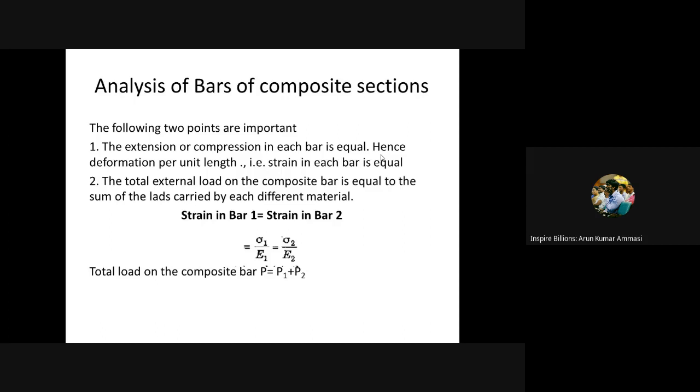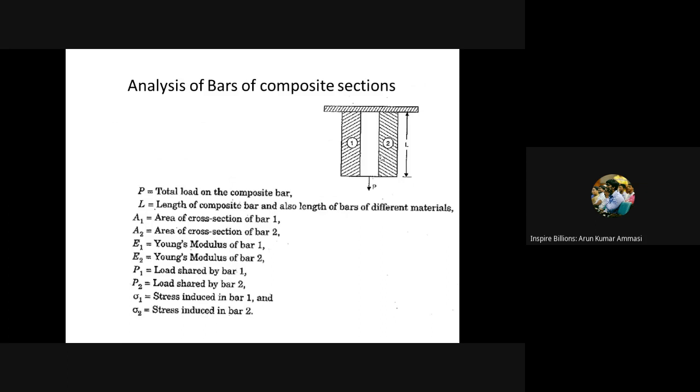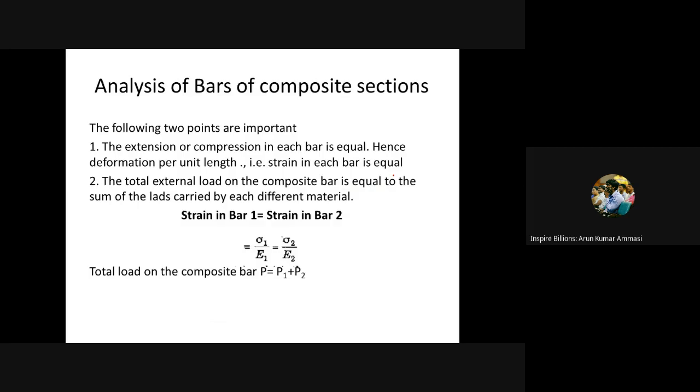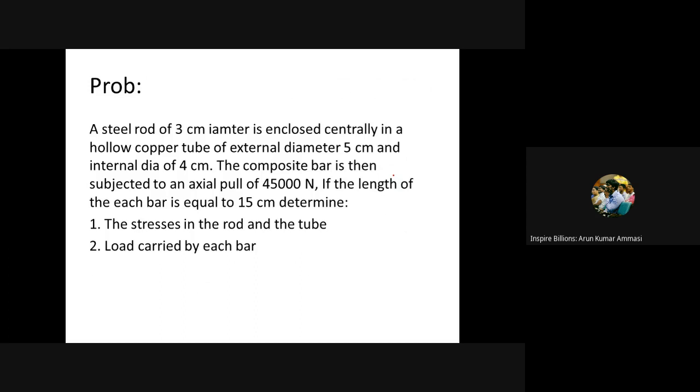So the total load acting on this composite section is equal to the sum of the individual loads acting on section 1 and section 2. So the total load applied on the composite section will be equal to the individual loads acting on the individual sections. With that relationship, we can also calculate using the relationship between stress and strain, right? By using the general relationship between stress and strain of the same material, considering the two different materials as one single composite section.